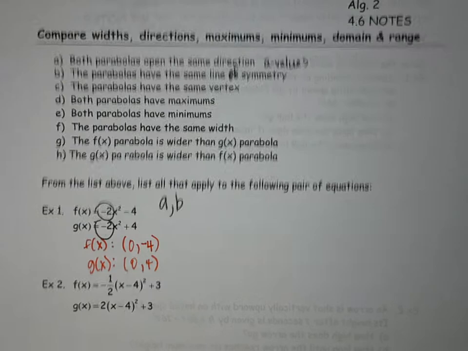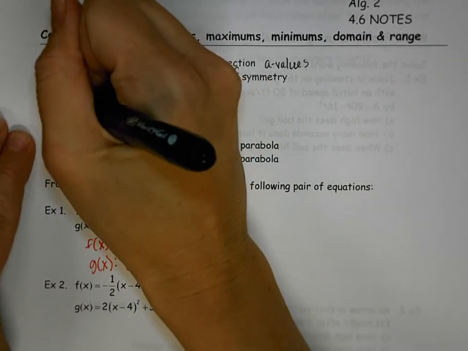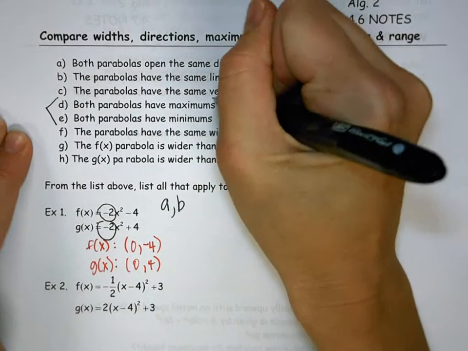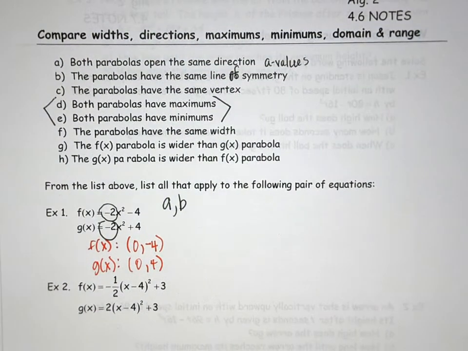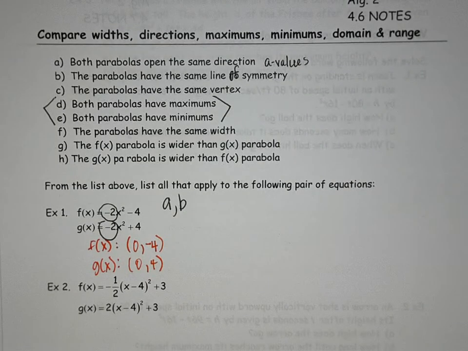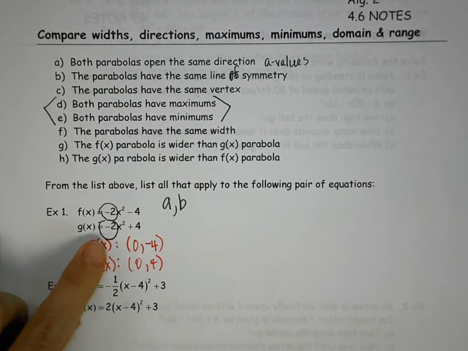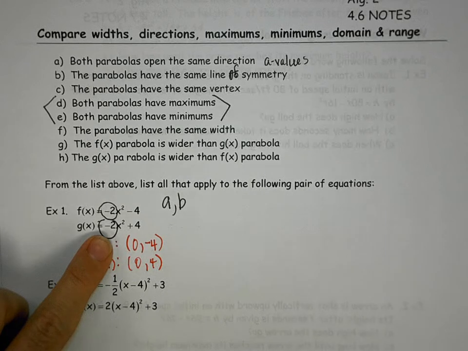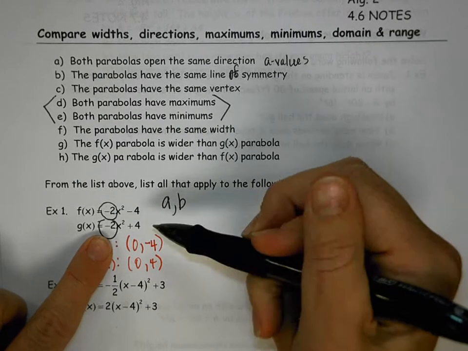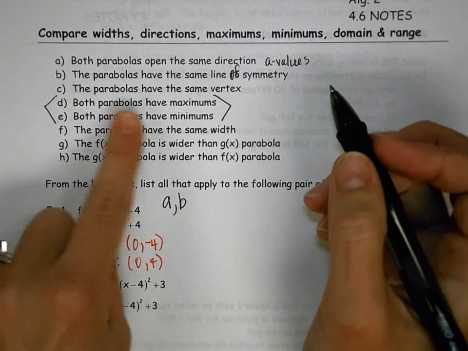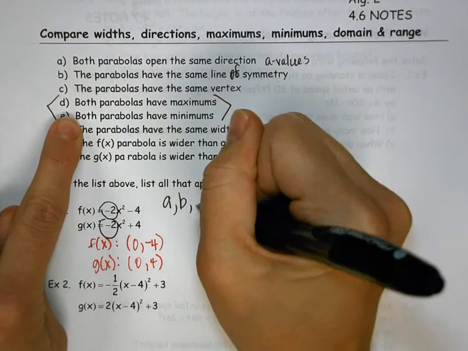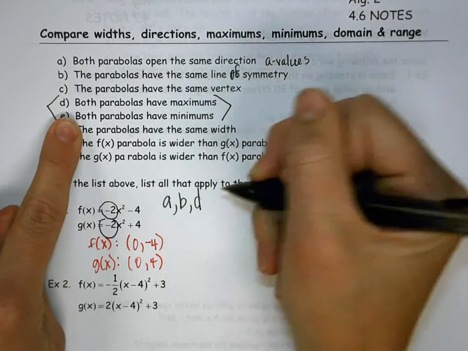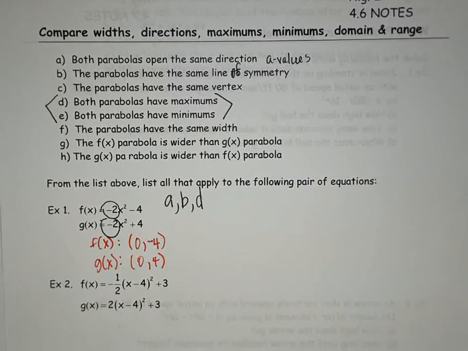Okay? Now D and E go together. It can either be one of them or none of them. So both parabolas have maximums or both parabolas have minimums. What do you guys think? If these are negative and the graph is going down, do they have maximums or minimums? Do they both have maximums? Yes. Okay? Because they're both going down, so they both have maximums. So D is part of our answer.